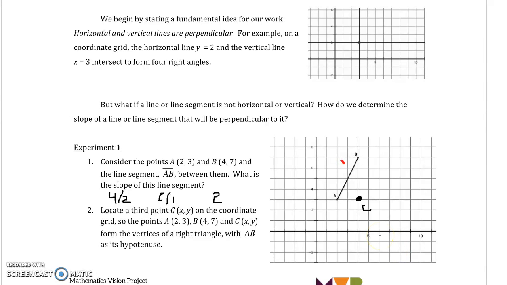Okay, so the directions for what we're going to do next are on the next page, but I'm going to walk you through what's going on here. So we're going to form this right triangle. And I know it's a right triangle because AC and BC are horizontal and vertical lines. And I know that horizontal and vertical lines are always perpendicular. They always make right angles.